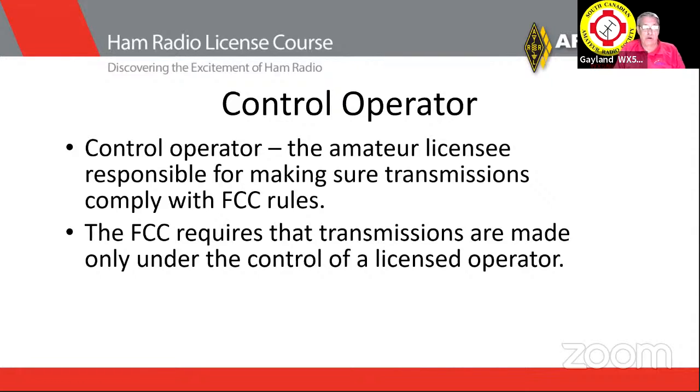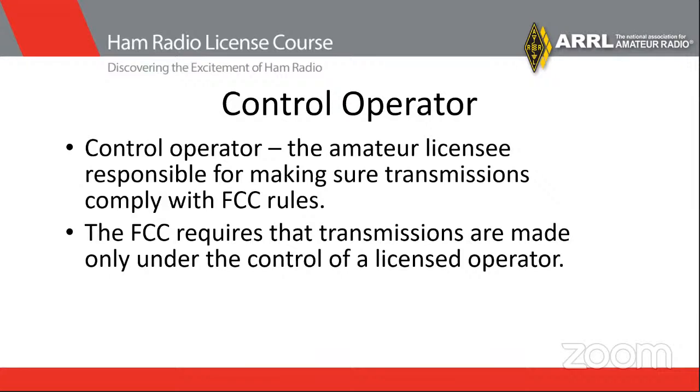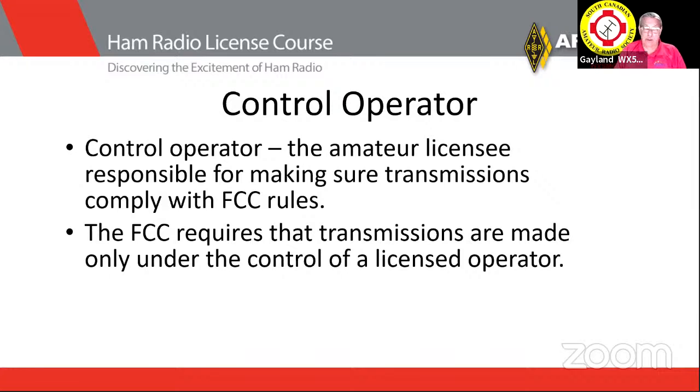So when you pass your test, you will be issued a license from the Federal Communications Commission. You already know that. And that grants you certain privileges and also certain responsibilities. And one of those is to ensure that you are operating within the scope of your license class, and that if you are operating, that makes you the control operator. And the important part of that is that it also makes you responsible for making sure that everything you're doing complies with the rules.